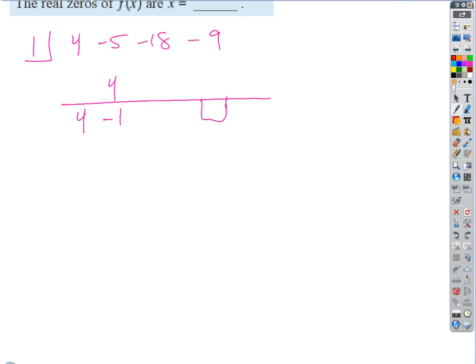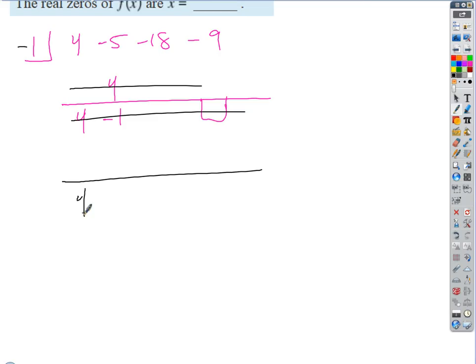Okay, and let's do the same thing. Do we have to erase and start over? No, we don't have to do that. Let's just make a new line, and cross that off, and cross that off. And let's make that a -1, right? So I'll bring the 4 all the way down to here. Negative 1 times 4 is negative 4, and negative 5 makes negative 9. Negative 1 times negative 9 is 9, and negative 18 plus 9 is negative 9. Negative 1 times negative 9 is 9, and negative 9 plus 9 is 0. Got it.